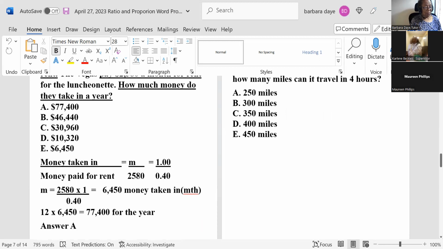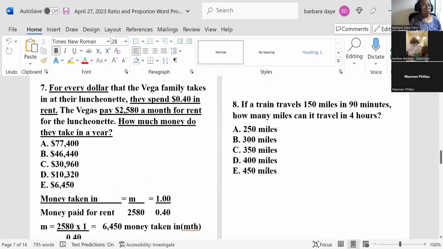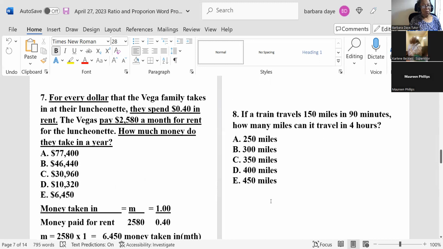That's why you can set up this ratio proportion. Got it? Okay. Let's go to number 8, Maureen. You can solve that one.